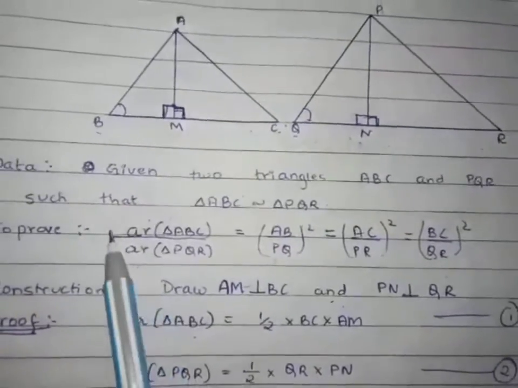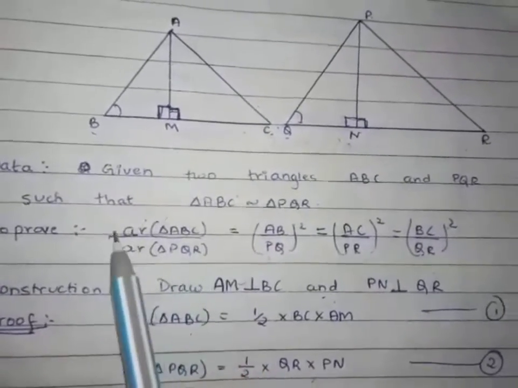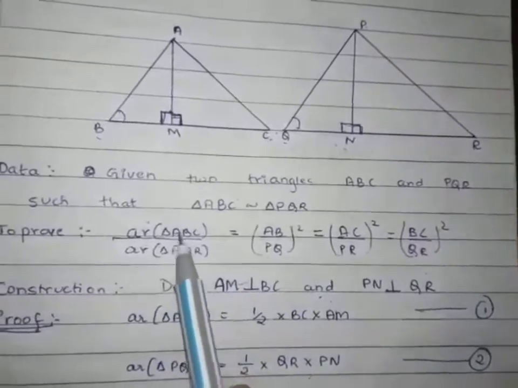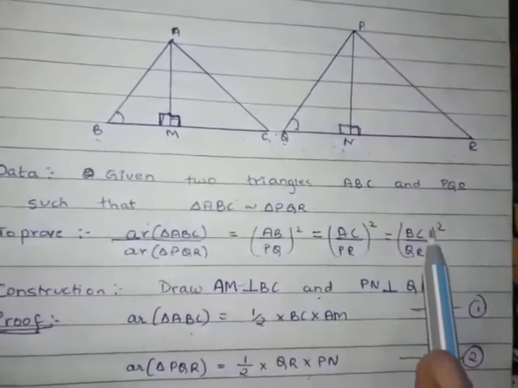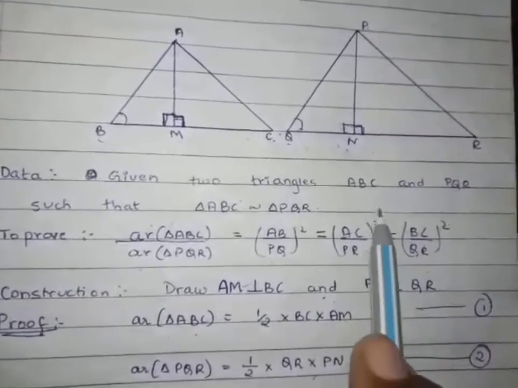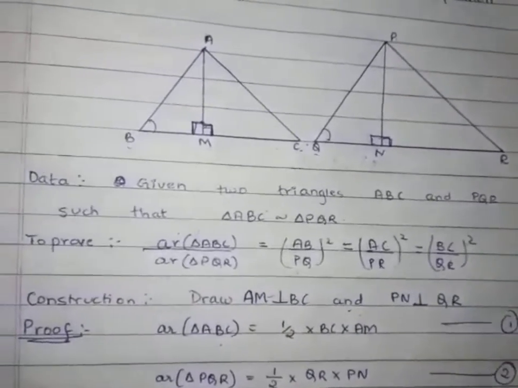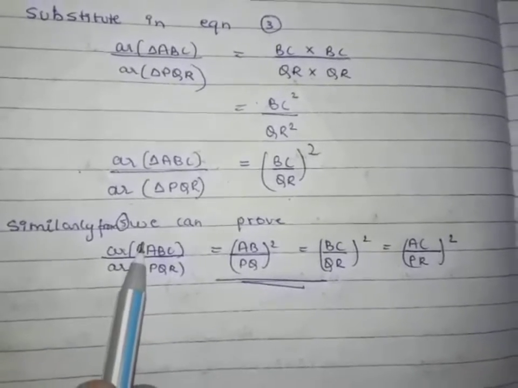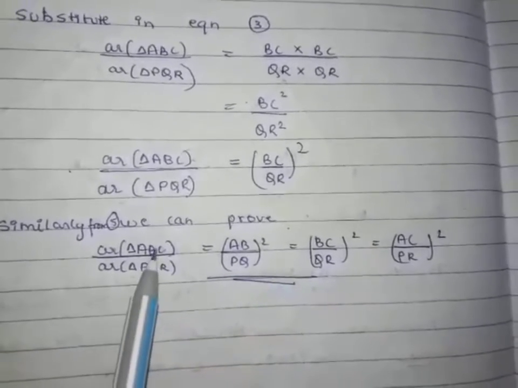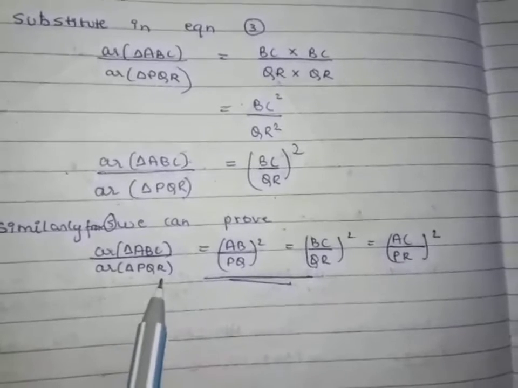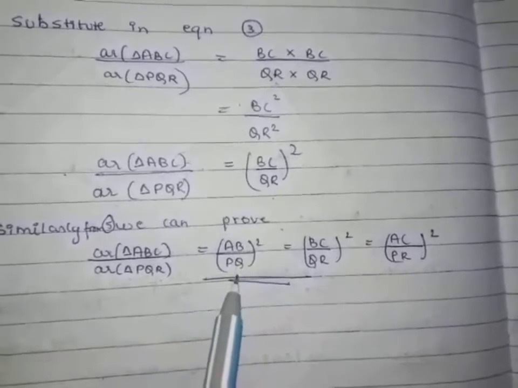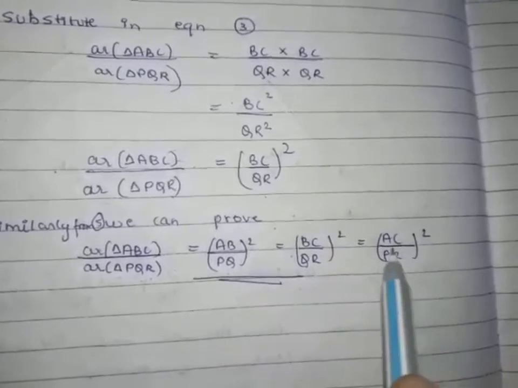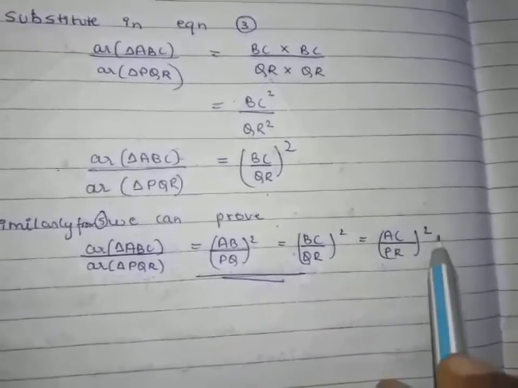So in our to prove, we have proven that the ratios of the areas and the ratios of one of the corresponding sides is equal. Similarly, we can prove the remaining. Hence we can write from equation 5, we can prove that area of triangle ABC by area of triangle PQR is equal to AB by PQ the whole square, which is also equal to BC by QR the whole square, which will also be equal to AC by PR the whole square.